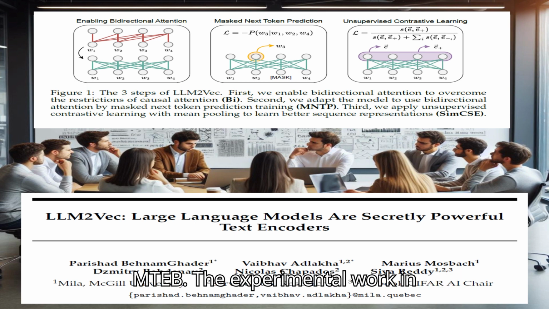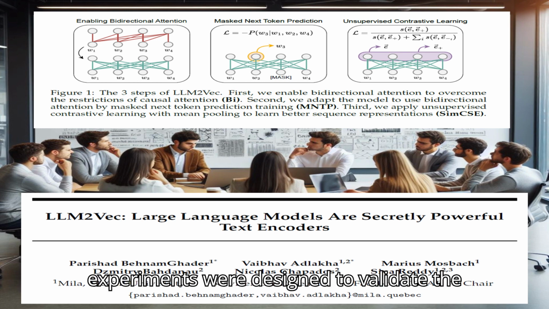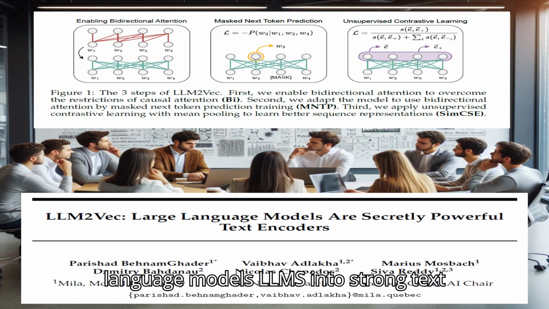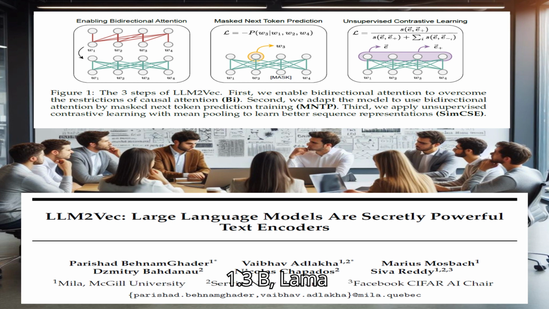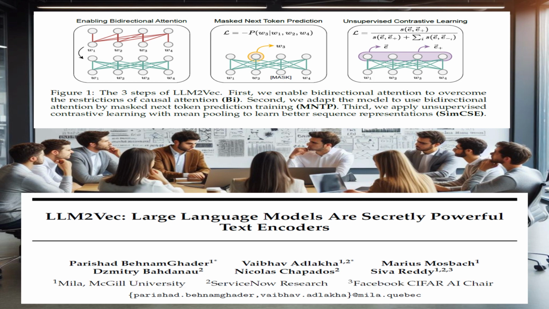The experimental work in the paper is divided into two main sections: unsupervised experiments and supervised experiments. These experiments were designed to validate the effectiveness of the LLM2Vec approach in transforming decoder-only large language models, LLMs, into strong text encoders. Unsupervised experiments. The unsupervised experiments were conducted on three popular LLMs, S-Llama 1.3B, Llama 2-7B, and Mistral 7B. The experiments were divided into word-level tasks and sequence-level tasks.